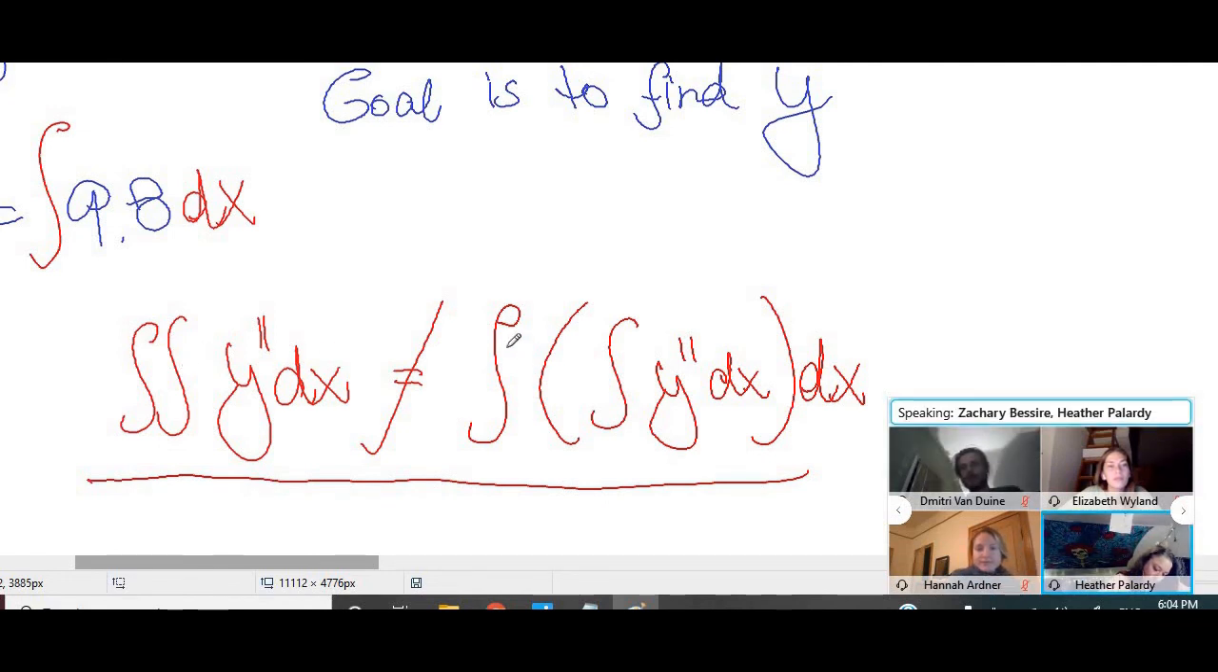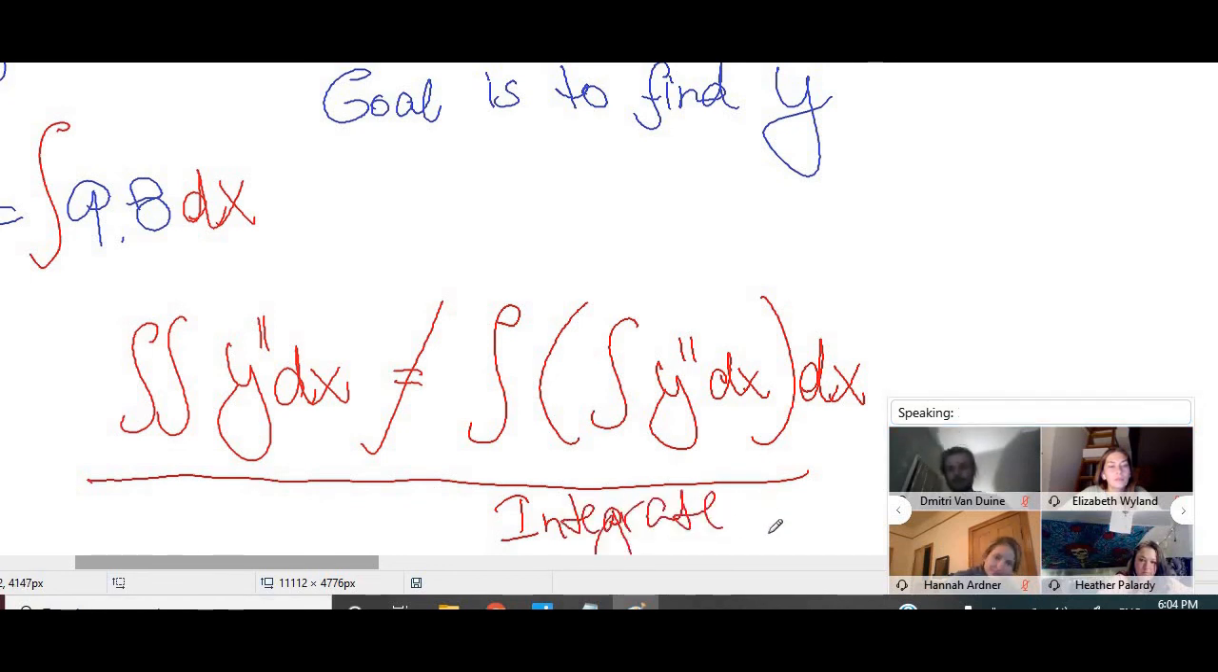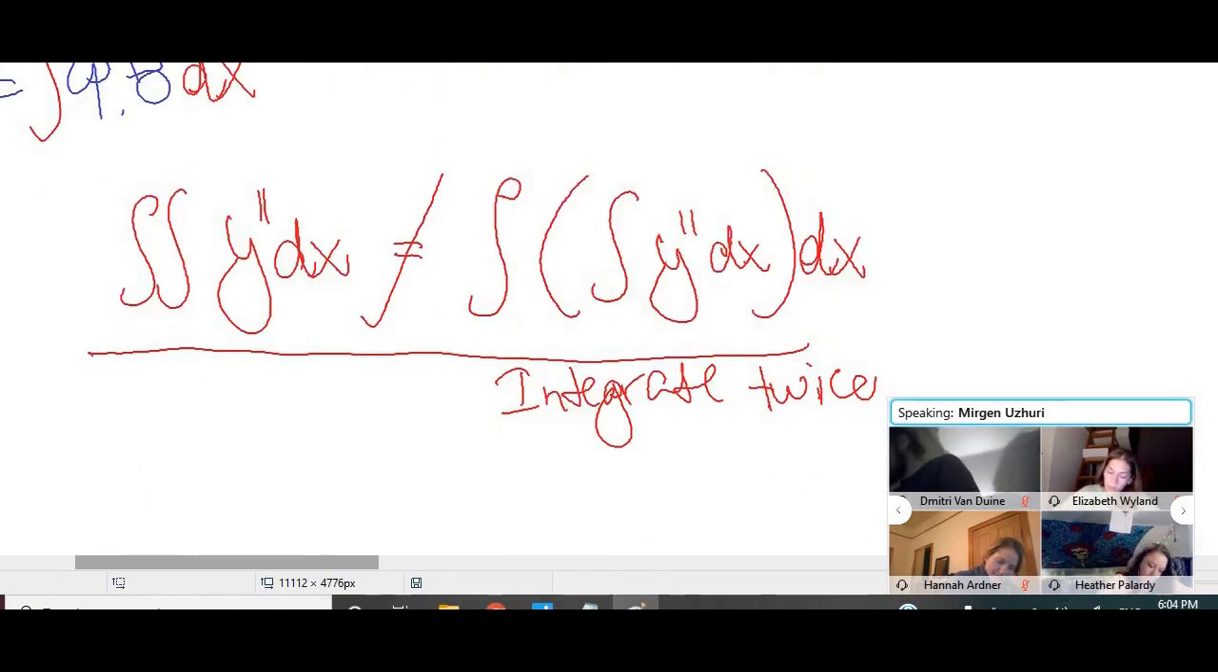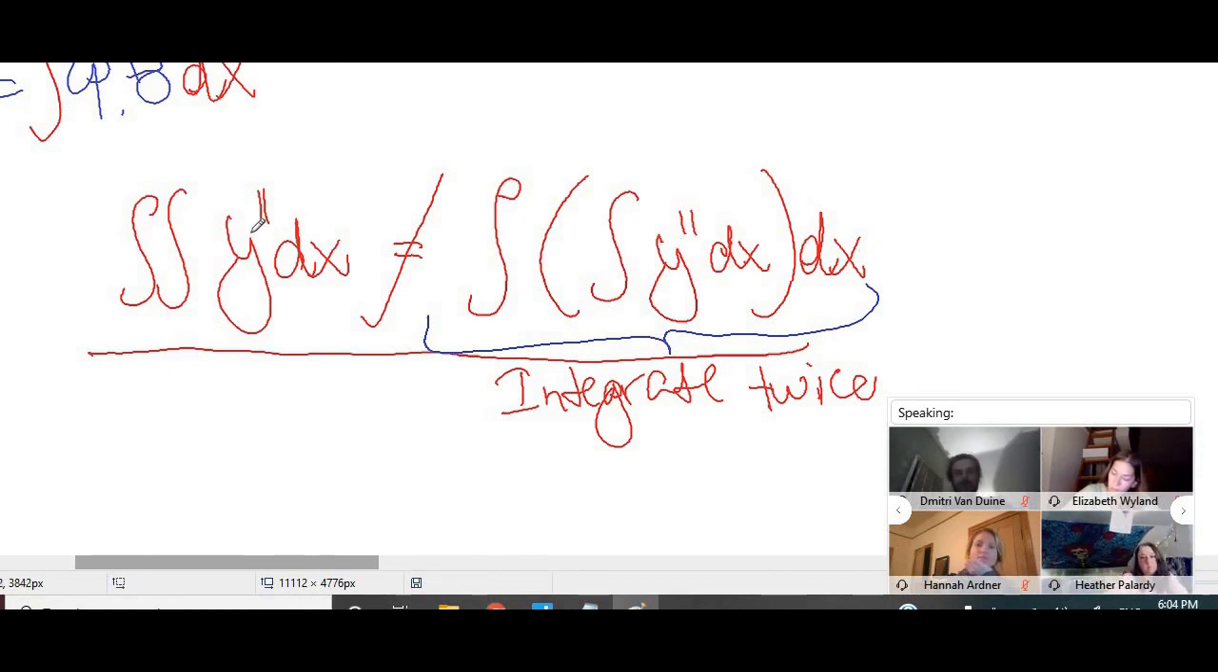This is not the same as that. This means integrate twice. The right one means integrate twice, Professor? Nope, the left, oh yeah, I'm sorry, the right one. This thing here means integrate the thing inside the parentheses and then take that result and integrate it again with respect to dx. This means something totally different. This means integrate twice but with respect to 2 different variables.